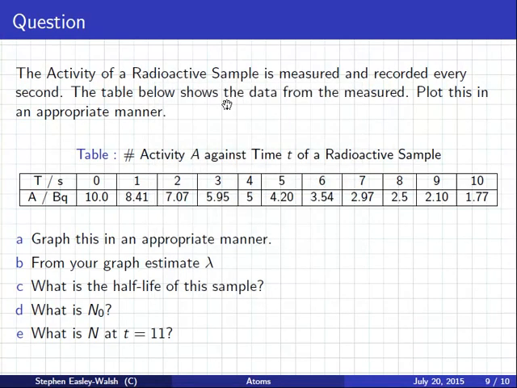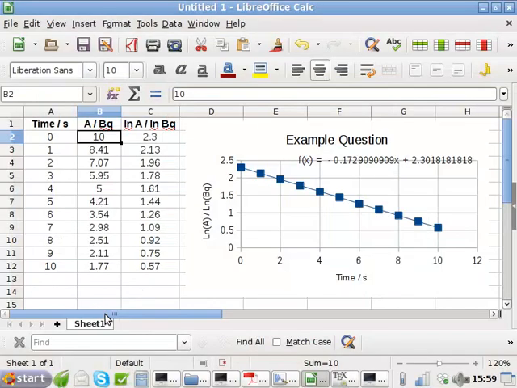What is the N0? How can you get the N0? No, this is activity. You can divide activity by lambda. So, you know that A equals minus lambda N.